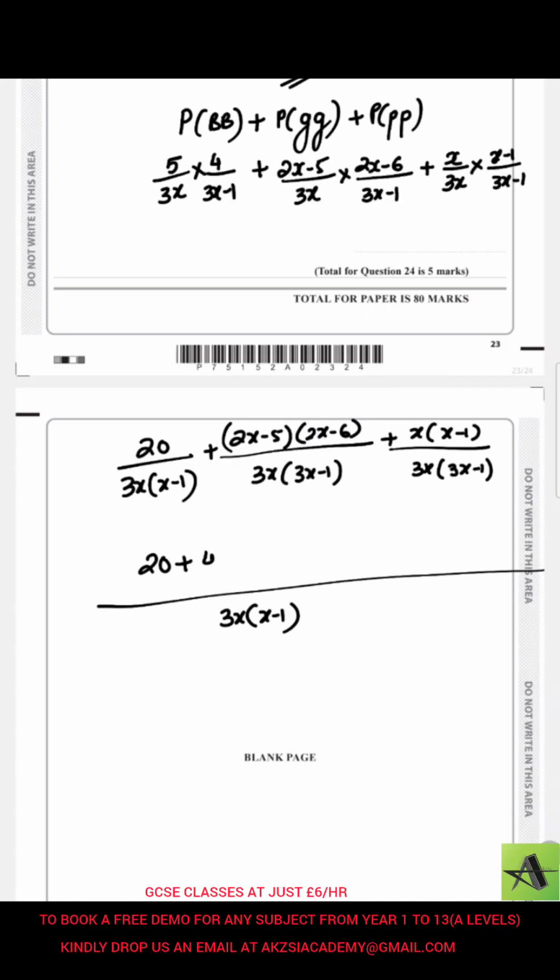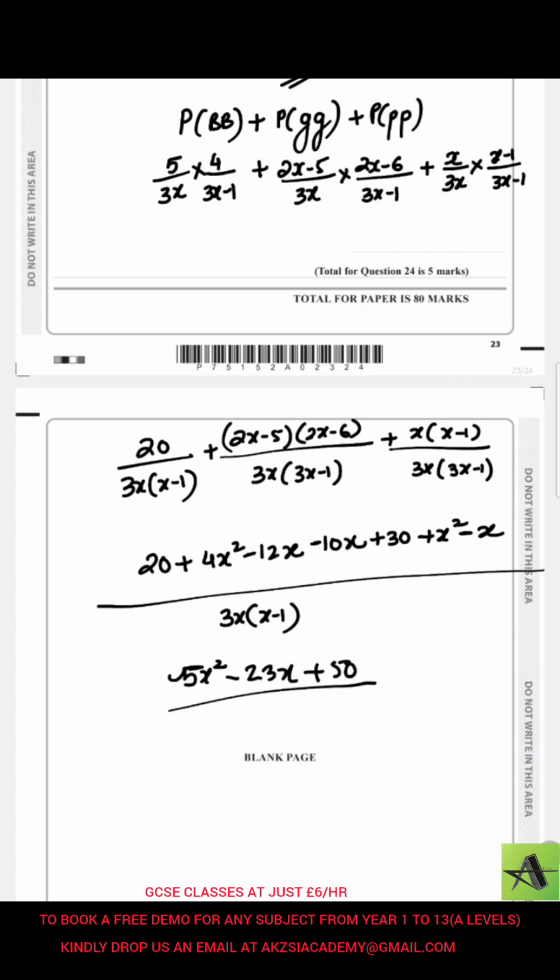So this will be 20 plus, expanding: 2x times 2x is 4x squared. 2x times minus 6 is minus 12x. Minus 5 times 2x is minus 10x. Minus 5 times minus 6 is plus 30. Now x times x is x squared, and x times minus 1 is minus x. Let me simplify. So 4x squared plus x squared is 5x squared. Then minus 12x minus 10x and minus x is minus 23x. And 30 plus 20 is 50.